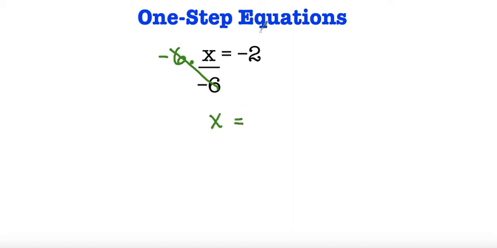So just x. And whatever I do on the left side, I have to do on the right side. So -2 times -6 is equal to +12, because a negative times a negative is a positive.